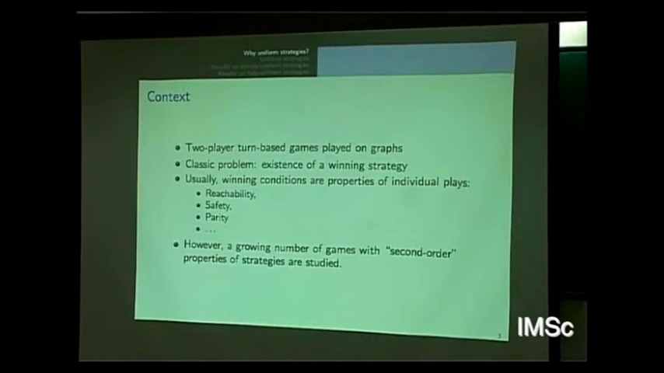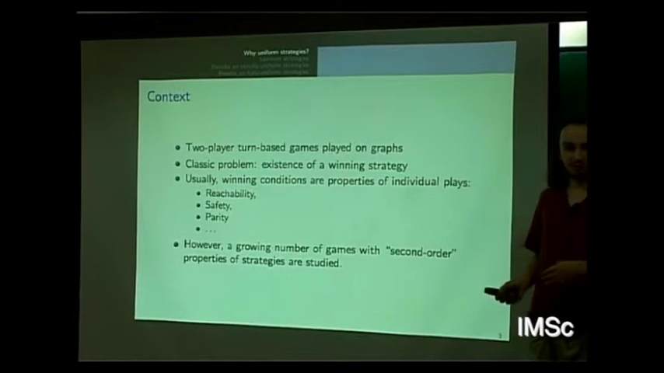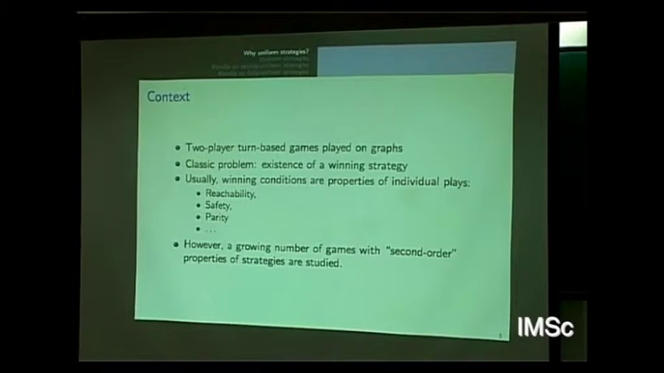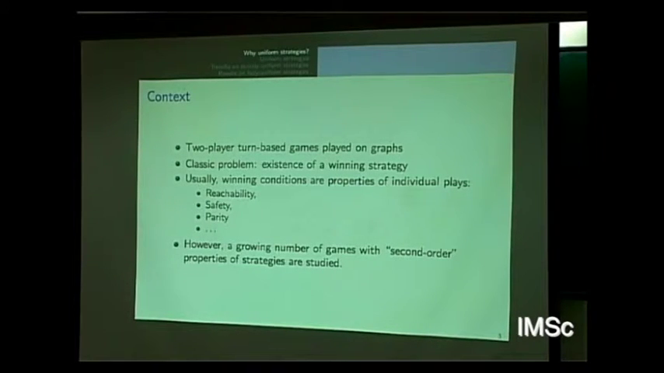So first, the context is that of two-player turn-based games played on finite graphs. So simple framework. And we consider the problem of the existence of a winning strategy, so classic problem. So usually when you have a game, you define the winning condition on individual plays. On each play, you say whether it's winning or not. You have many different ways of defining the winning condition, reachability, safety, parity, etc.